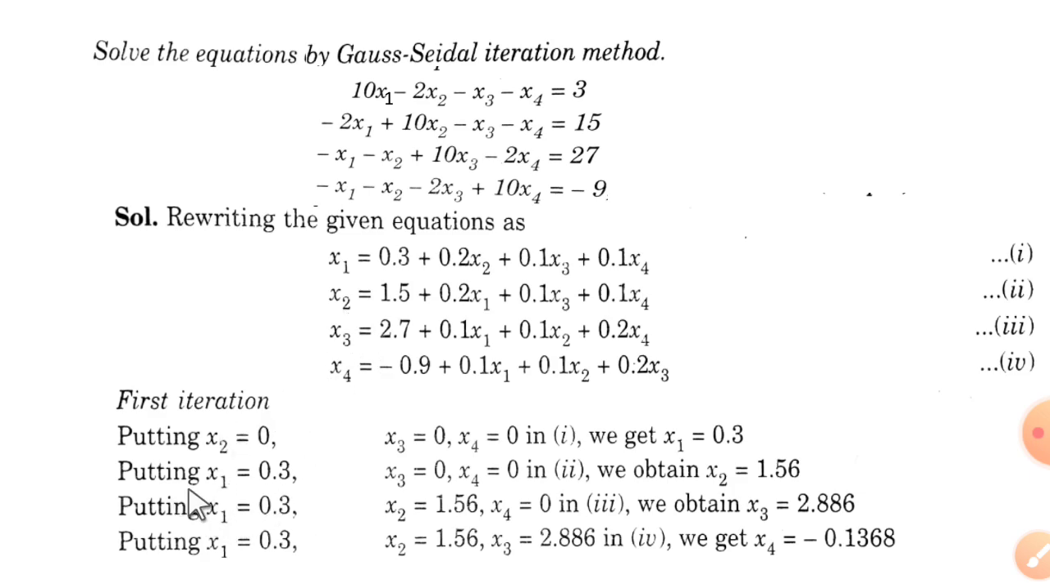Again, in the next step, we are putting x1 equal to 0.3, x3 equal to 0 and x4 equal to 0 in equation 2. This is the second equation. Substituting that, you can get the value of x2 as 1.56. Again, in the next step, you are putting x1 equal to 0.3, x2 equal to 1.56 and x4 equal to 0. Hence, you obtain x3 equal to 2.886. Similarly, you can get the value of x4 also. So this is the first set of iteration.